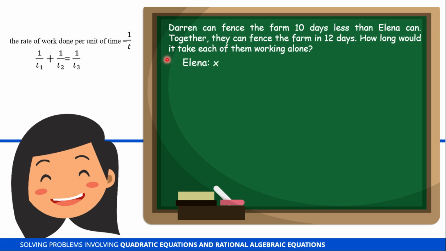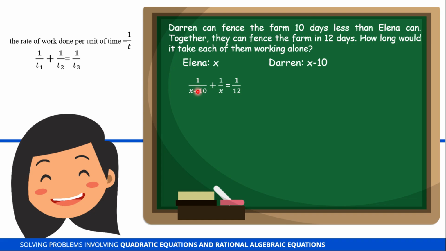Let x be the number of days na i-accomplish ni Elena yung pag-fence ng farm. And syempre, ang nakalagay dito, Darren can fence the farm 10 days less than Elena can. So kung 10 days less than, ang time ni Darren ay magiging x minus 10. Ibig sabihin, this is 10 days less than the time of Elena. So again, ang time ni Elena is x at ang kay Darren naman ay x minus 10. Okay? So we have 1 over x minus 10.